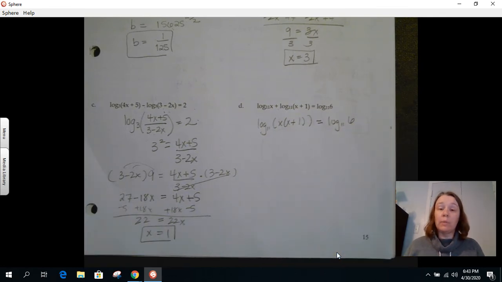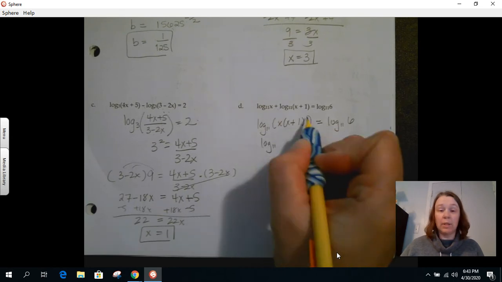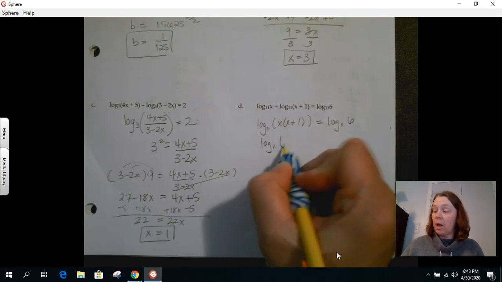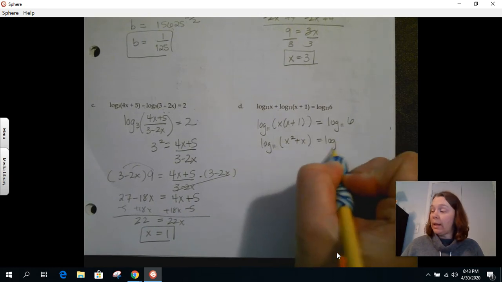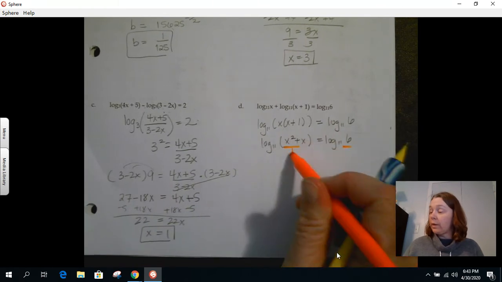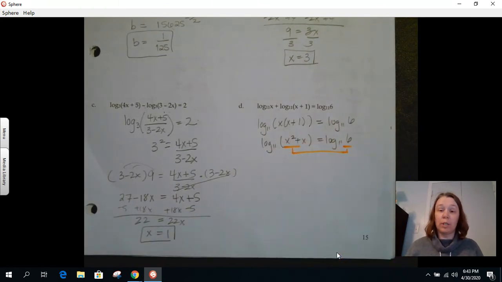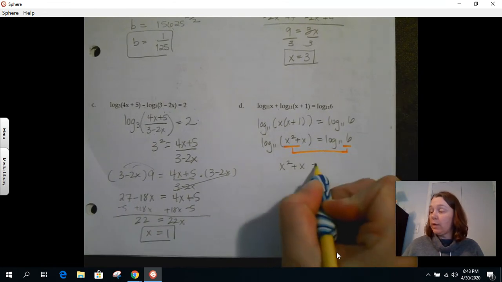At this point, if I wanted to, I could simplify inside those parentheses. Notice that it's the log of that entire thing. So that's the log base 11 of x squared plus x equals log base 11 of 6. And then at that point, I can set those two expressions equal to each other. So I have x squared plus x equals 6.